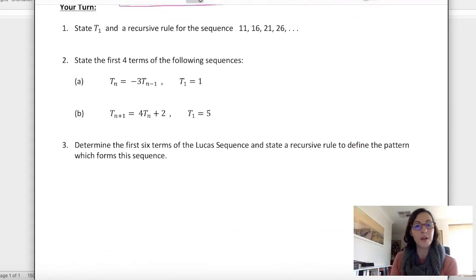So now it's your turn. Have a go at these 3 questions, being able to just state some terms, write a recursive rule, and also use a recursive rule to find the terms of a sequence.